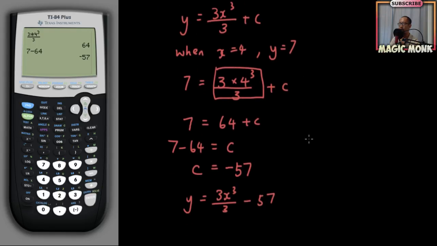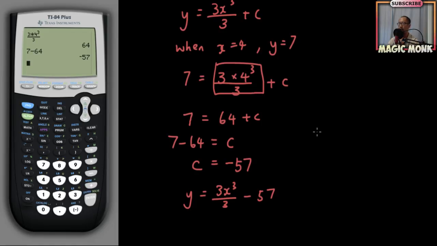Okay, so let's graph that equation. Let's go y equals, and clear everything that's already there. So clear, clear, and let's type in the equation: 3 times x cubed over 3, divided by 3, and then minus 57.